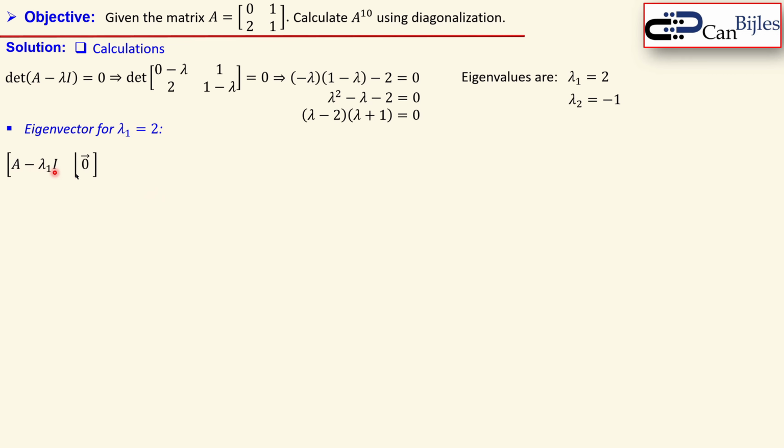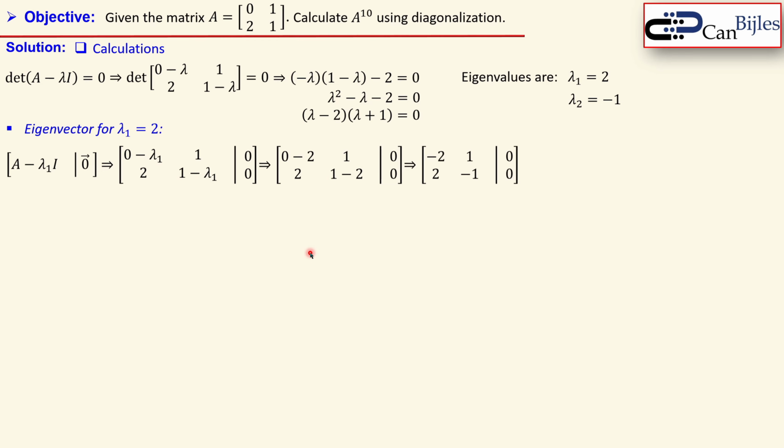Now we set up this equation where you have an augmented matrix, with a 0 vector here. We just do that specifically for lambda 1 equal to 2. You substitute again in the same matrix, but using lambda 1 and the identity matrix. So you take this matrix and put lambda 1 here and lambda 1 here. That's what I have here. Now you substitute the number 2, so you get minus 2 here and minus 1 here.